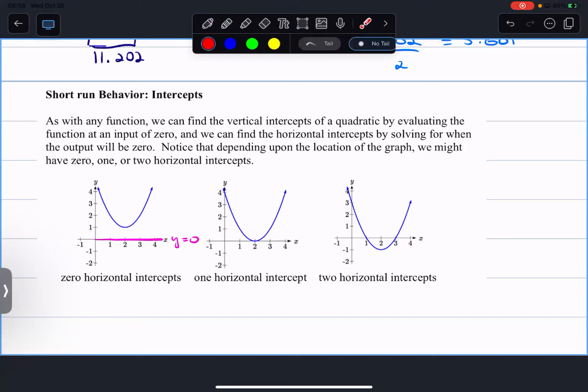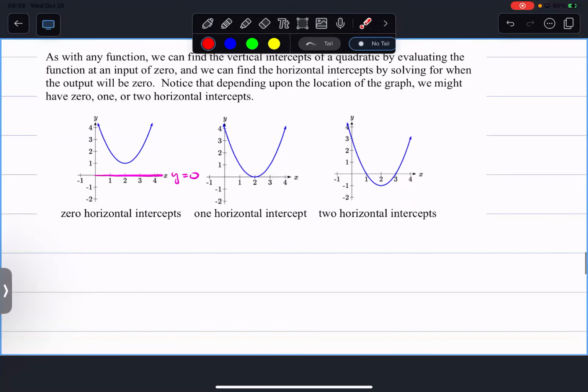Either it's above or potentially below the x-axis, and then it'll never cross if it's facing down, right? So then you have no horizontal intercepts. That can happen. If you have it just bouncing off the x-axis, then there's one horizontal intercept, and then it can be crossing at 2 horizontal intercepts. And so our goal is to find those horizontal intercepts.